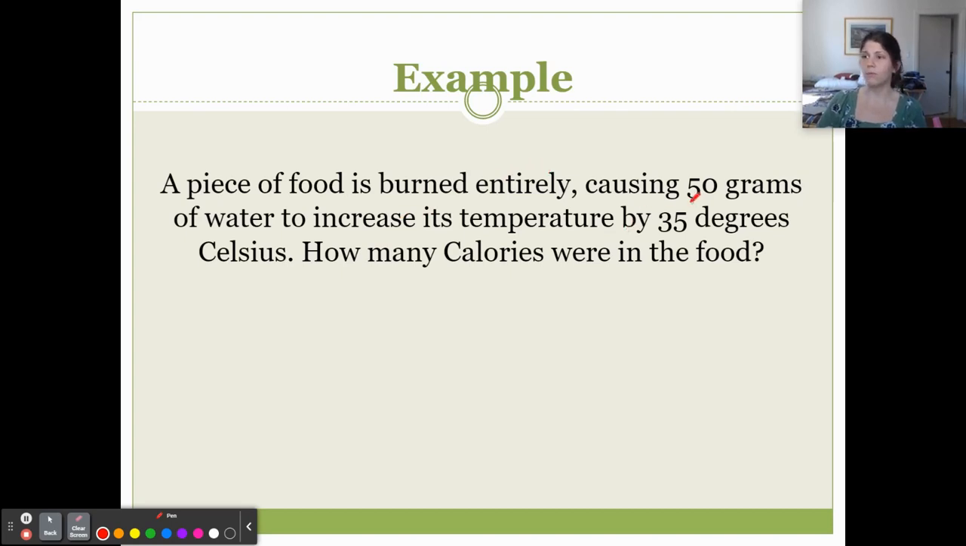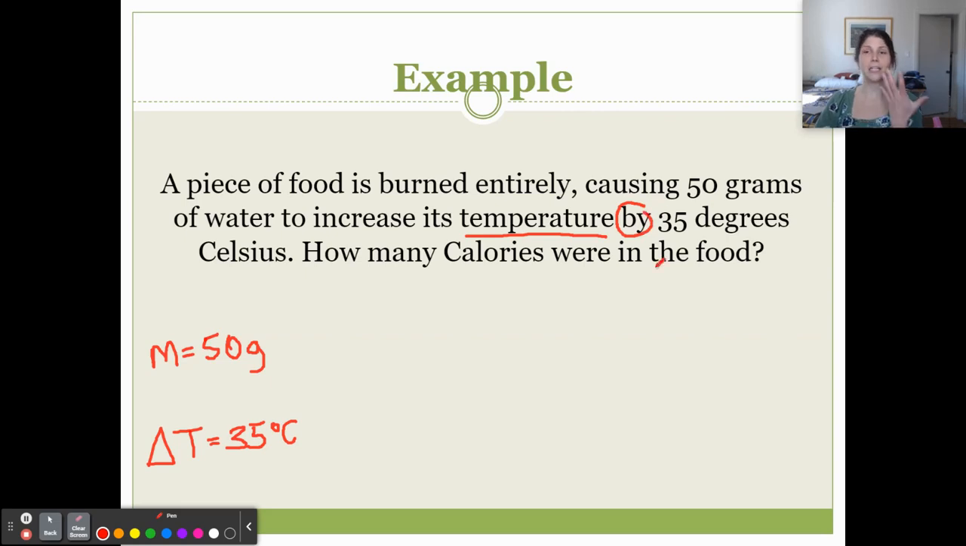The food is burned, causing 50 grams of water, so that's the mass of water, to increase its temperature by 35 degrees. That's delta T. Delta is the change in. Since the temperature is changing by 35 degrees, the initial and final temperatures of the water are irrelevant. What we're solving for is how many calories. Remember, calories are a measure of Q. We want to know how many calories were in the food.